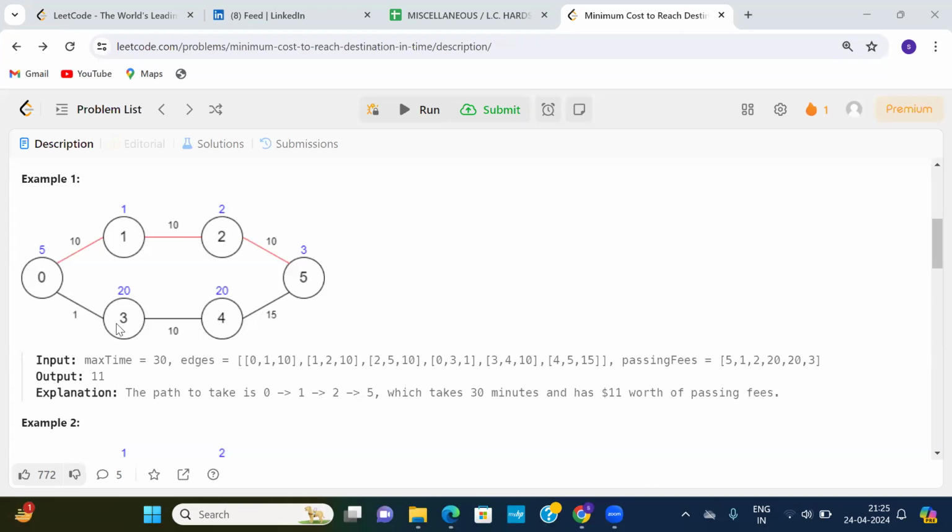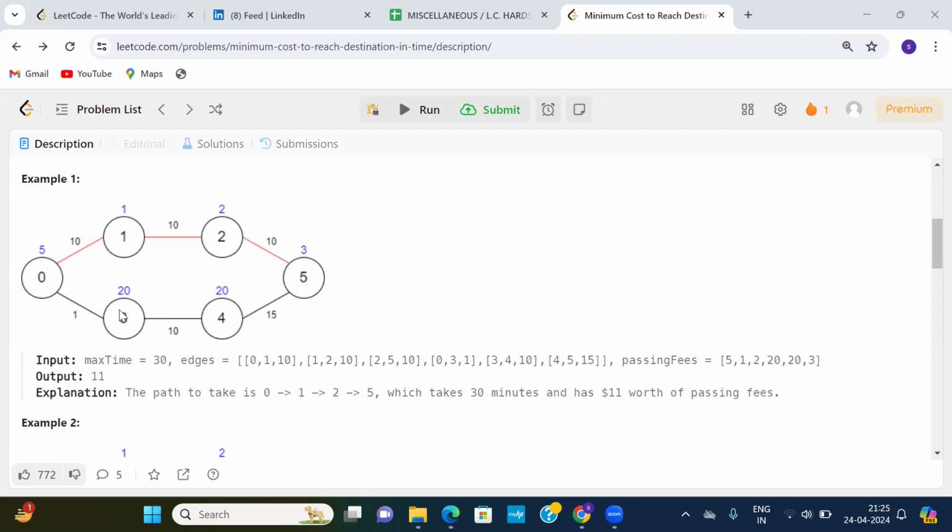The second option is we can go from 0 to 3, 3 to 4, 4 to 5. What is the time required? 1 plus 10, 11. 11 plus 15 is 26. This journey requires 26 minutes. This requires 30 minutes.